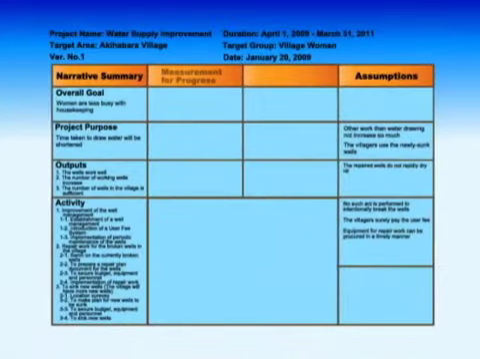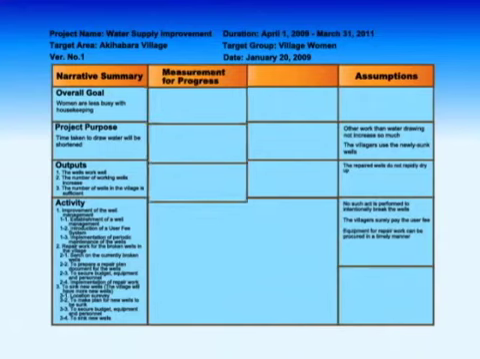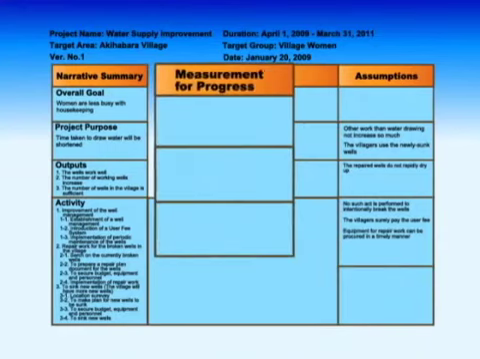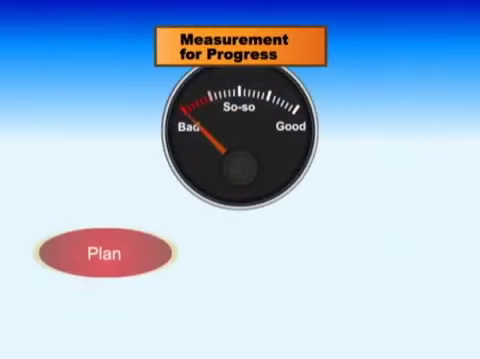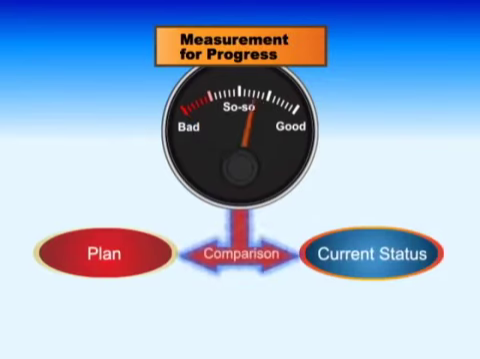After assumptions are completed, let us proceed to measurement for progress. The measurement for progress should have indicators described to allow us to judge whether the progress is going as planned.